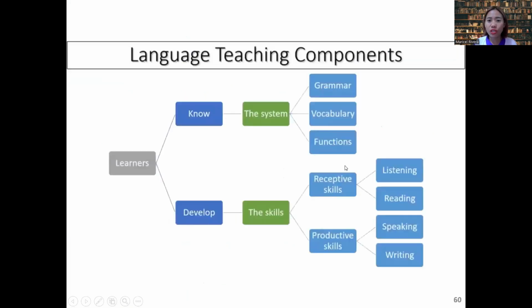Now, language teaching components, we do have the learners. Learners should know and develop. For the know, it's the system about the language. Now, we look into the grammar, vocabulary, and the functions. But when we develop, that's now the skills, the macro skills. We do have the receptive. Receptive is we intake. Productive is we produce. So for the receptive skills, we have listening and reading. For the productive skills, speaking and writing.